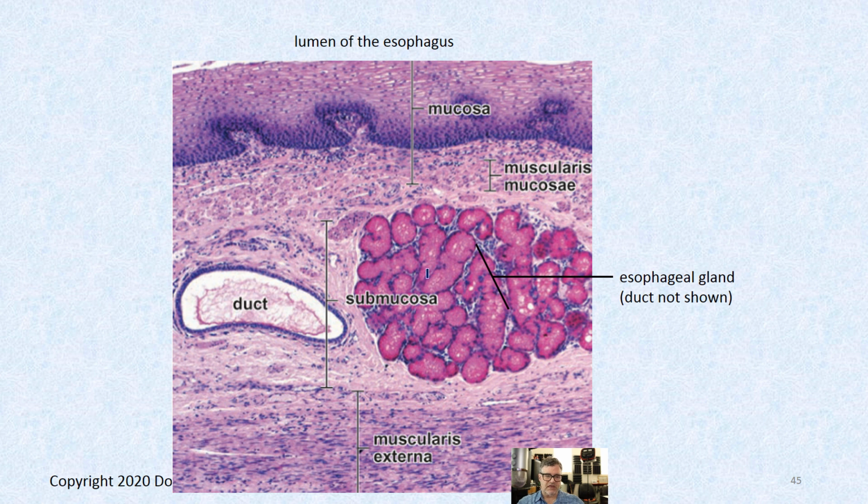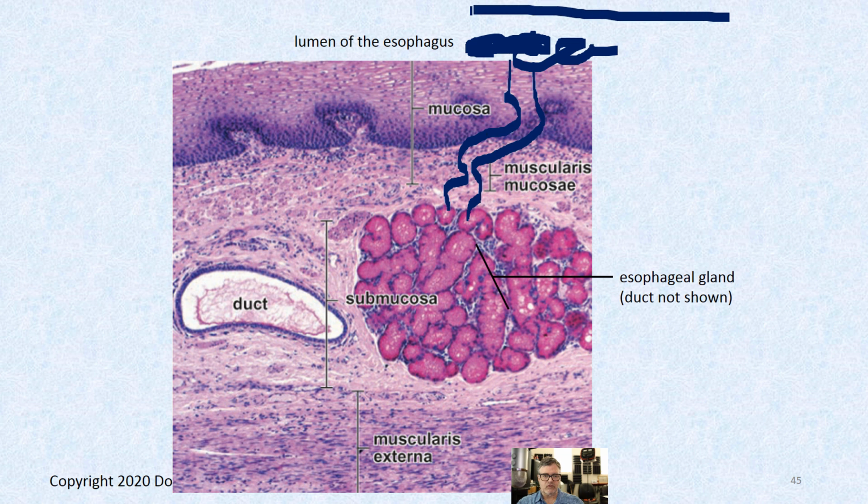There's a nice histological picture of an esophageal gland. The duct isn't shown. The duct went deep into the plane of the page, but it would go right up like that. And that's where the mucin mixes with water to form mucus, and then there's the epithelial lining, and the mucus would sit right on top of the lining, and it would help food slip right on down there.